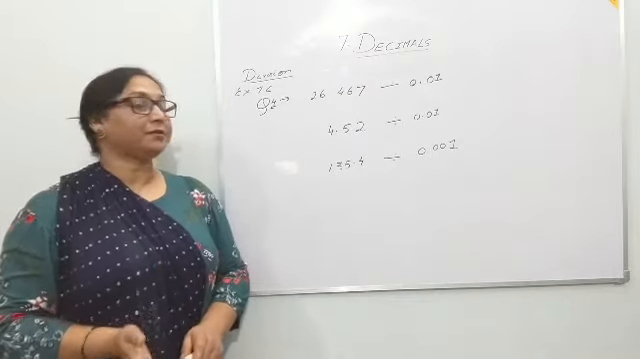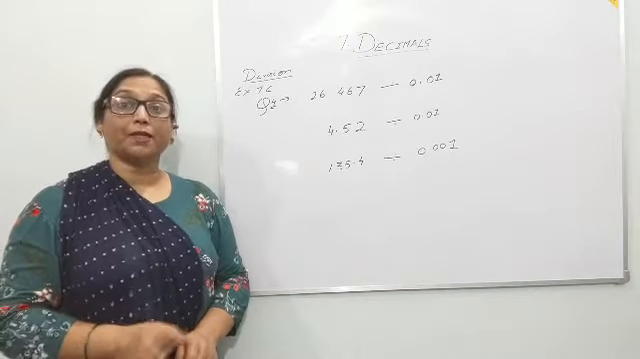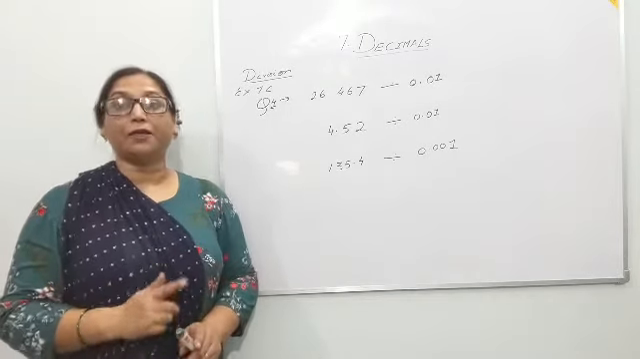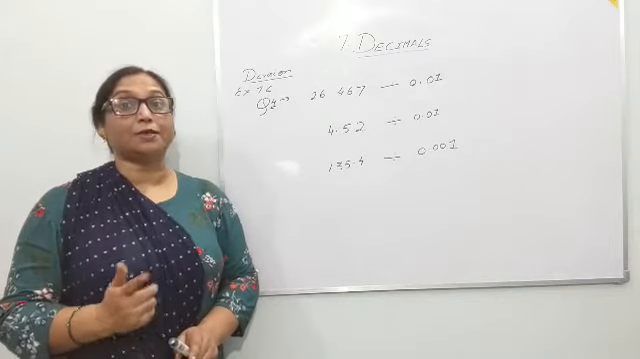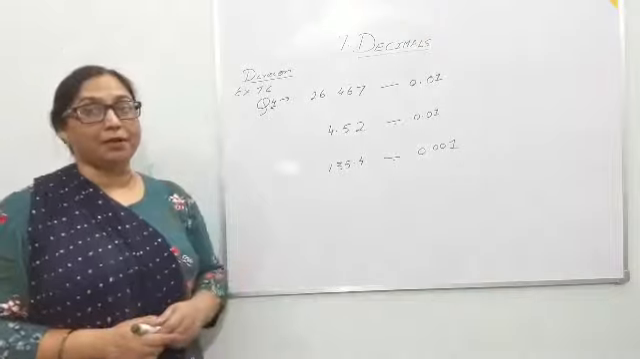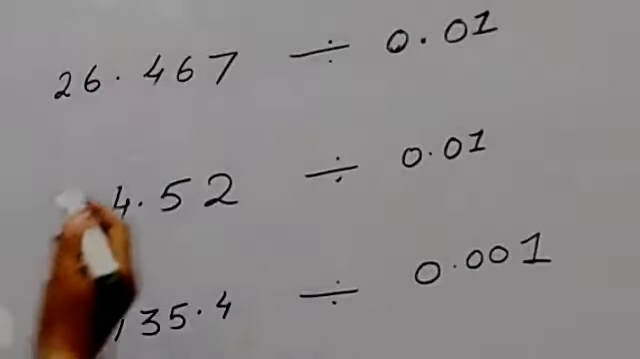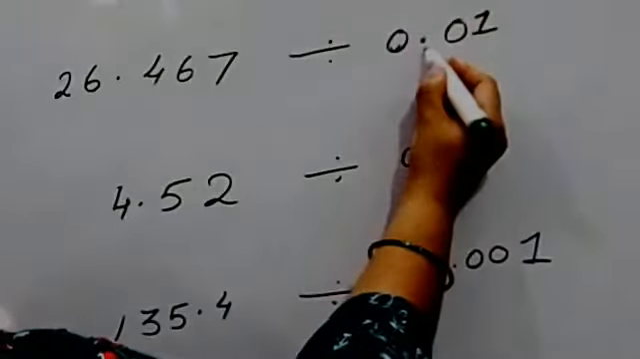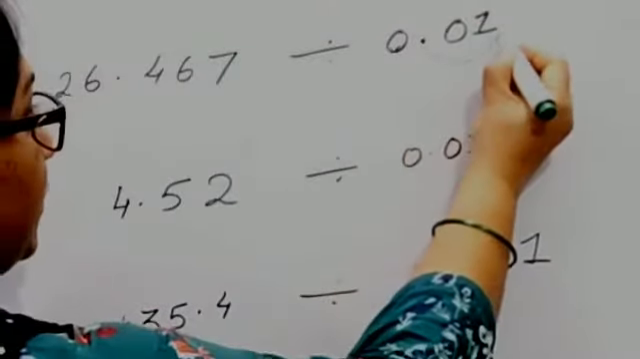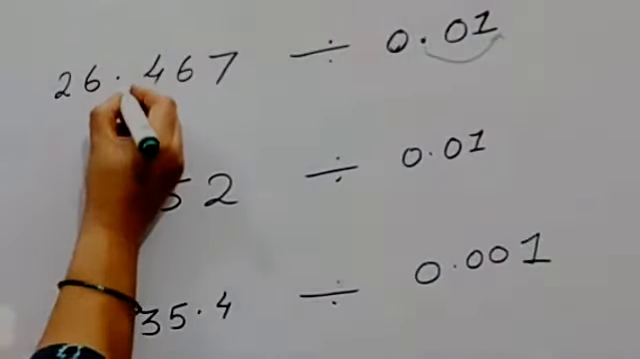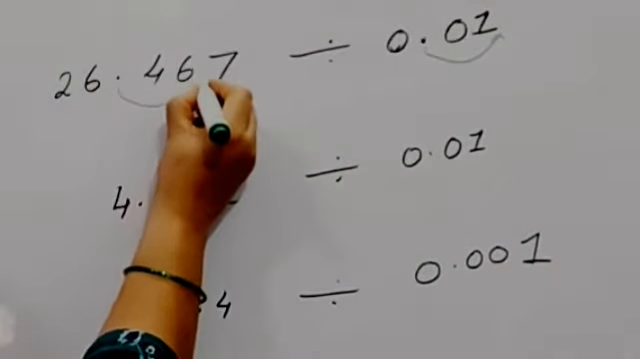The third type is division of a decimal number by a decimal number. Here the divisor is a decimal number. So step 1, we convert the divisor into a whole number by shifting the decimal to the right. Look at this example. Be attentive. Here you see the divisor is 0.01. To make it a whole number, the decimal is shifted 2 places to the right. The same number of places we shift in the case of the dividend, 2 places to the right.